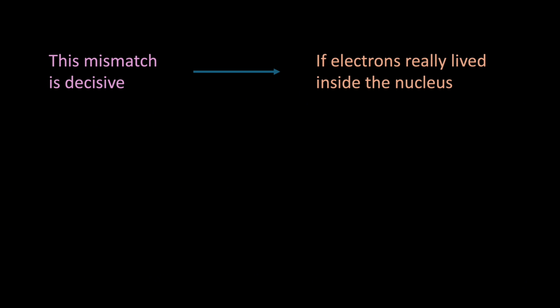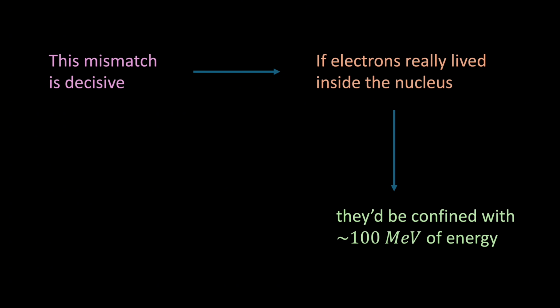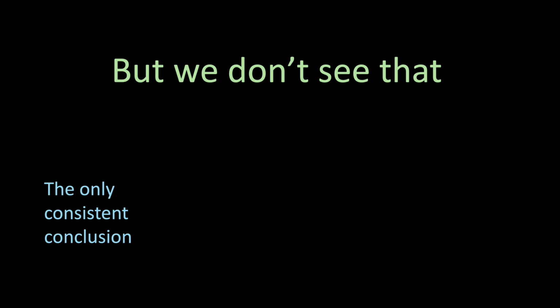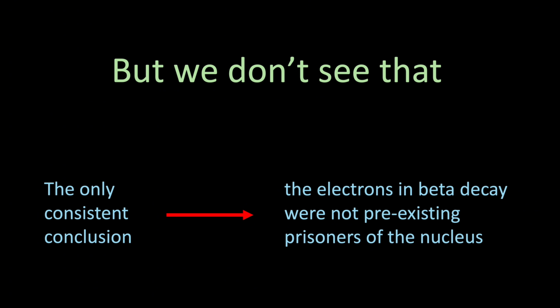If electrons really lived inside the nucleus, the uncertainty principle insists that they'd be confined with around 100 MeV of energy, and if released, they'd emerge with roughly that amount of energy. But we don't see that. Beta particles come out far less energetic, and so the only consistent conclusion is that the electrons in beta decay were not pre-existing prisoners of the nucleus.